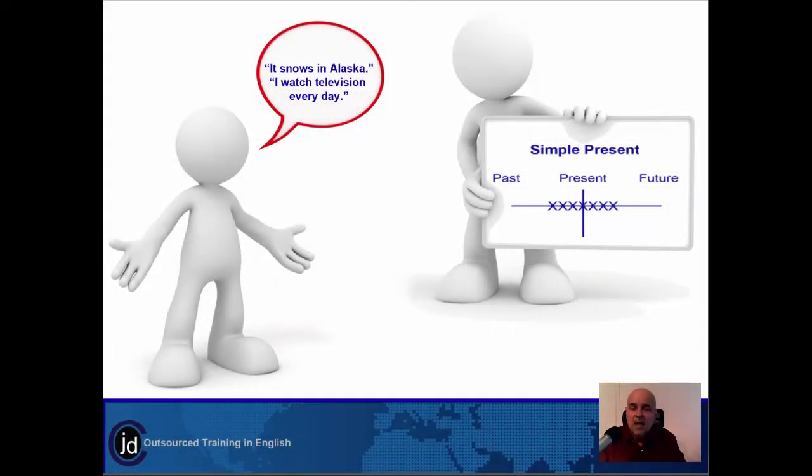Let's take a quick look at some illustrations of 12 verb tenses, and then we're going to move into some exercises that are designed to help you better understand this timeline concept. The first one we have is simple present. It snows in Alaska. I watch television every day. Remember, third person singular, he, she, it, has an S after the verb.